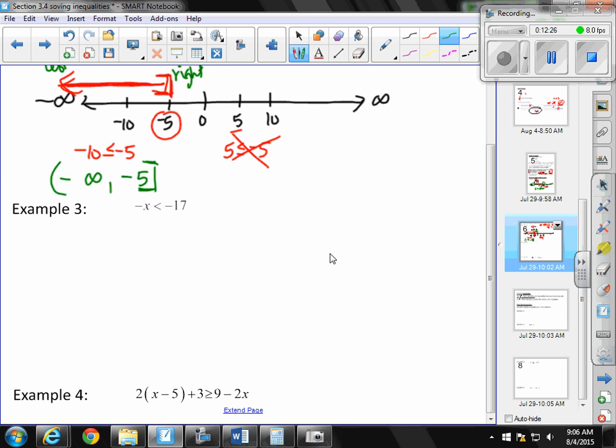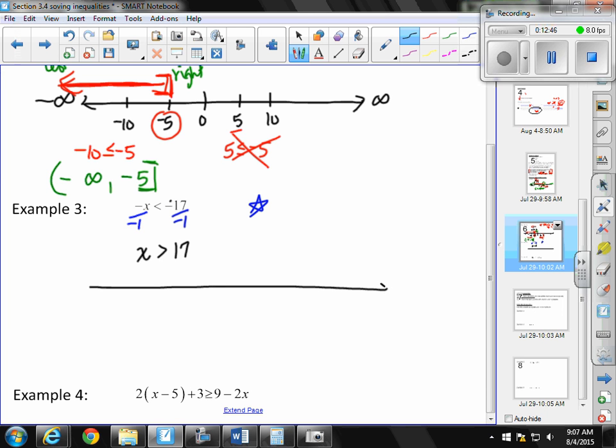Example number 3. Negative x is less than negative 17. I don't want negative x, so I'm going to divide both sides by negative 1. And again, that's where I need to change the direction of my inequality sign. I get x is greater than negative 17 divided by negative 1, which is positive 17. Draw the graph.